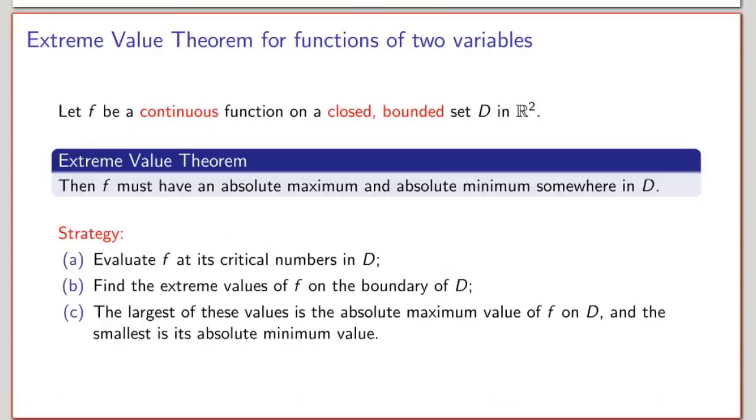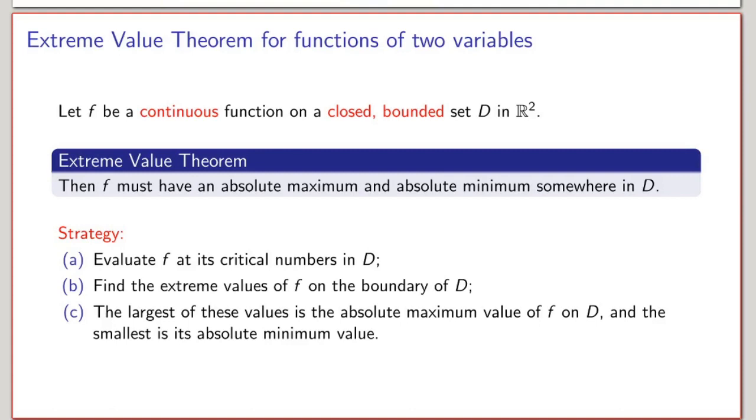With these definitions under our belt, we can now state the extreme value theorem for functions of 2 variables and explain how it can be used to solve optimization problems. So let f be a continuous function on a closed bounded set D in R2, then the extreme value theorem states that f must have an absolute max and an absolute min somewhere in the set D. Now this is precisely the same statement as in 1 dimension. And in fact, we know even more.